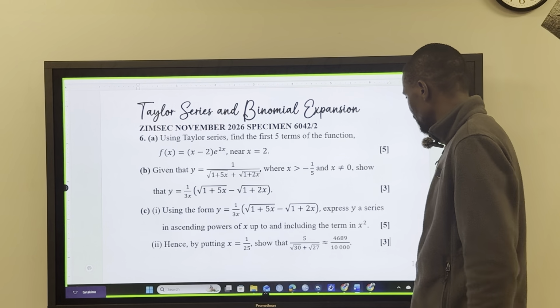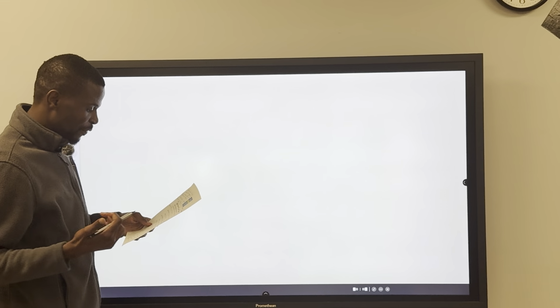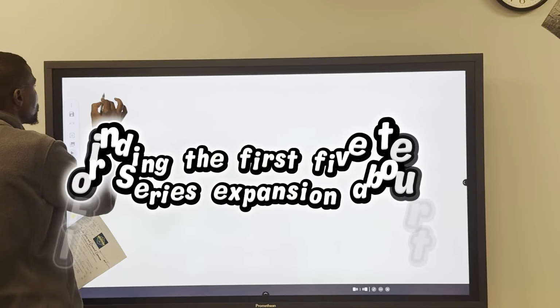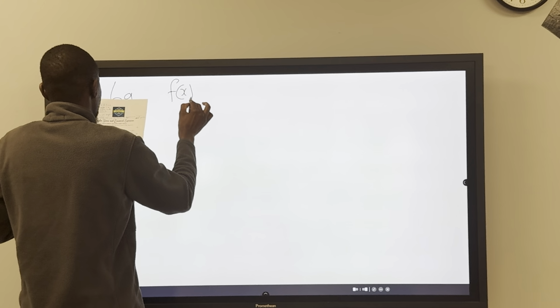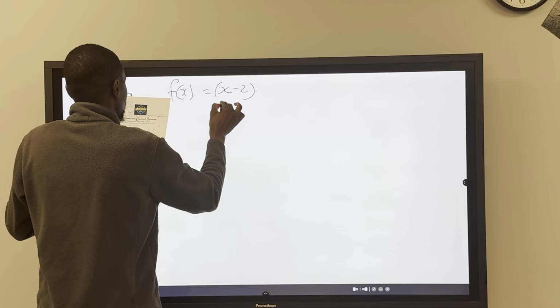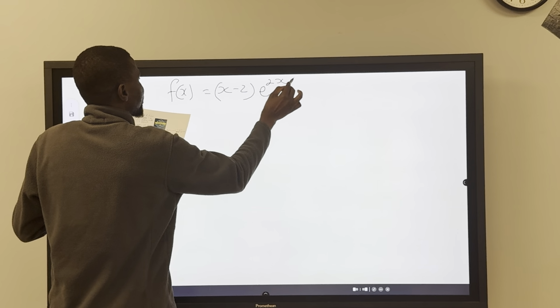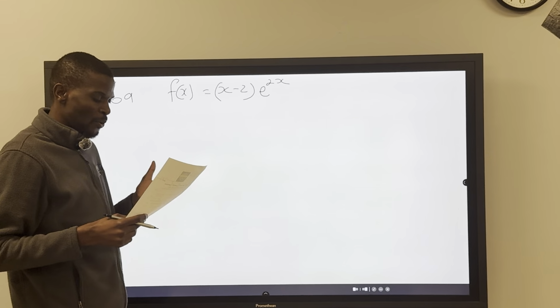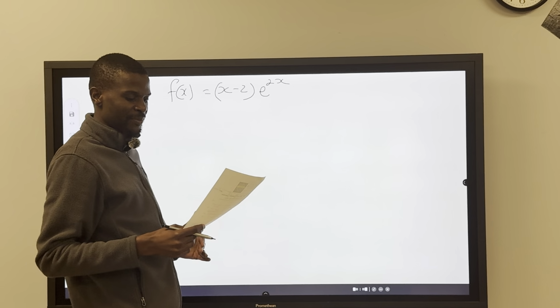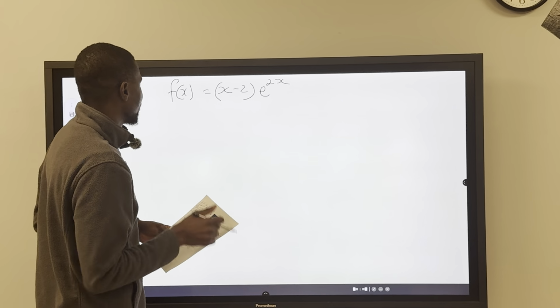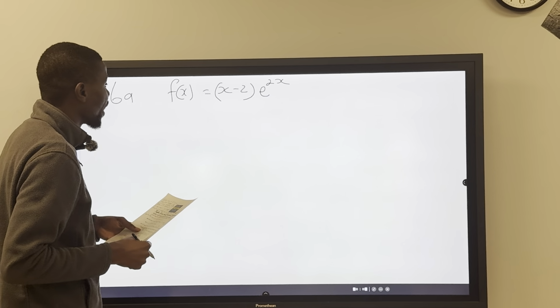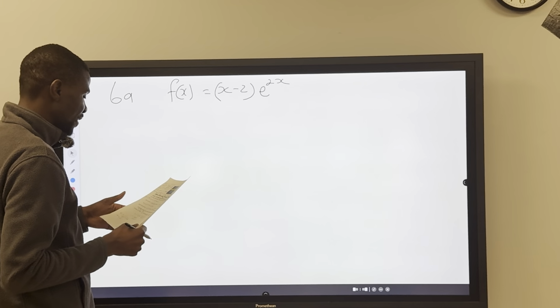Okay, guys, let's get the ball rolling. So we have the function, this is 6a. We have the function f of x equal to x minus 2 e to the 2x near x. So we need to use the Taylor series to find the first 5 terms of the function f of x equal to that near x equal to 2. All right, so let's go ahead and find the derivatives here.